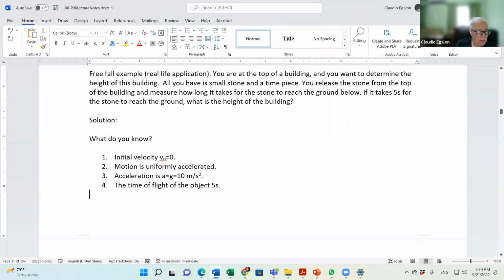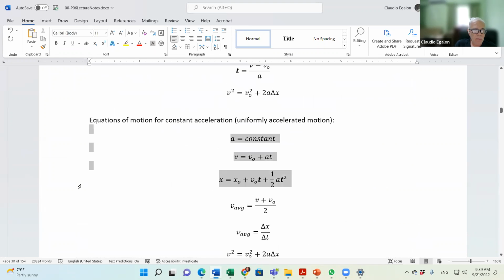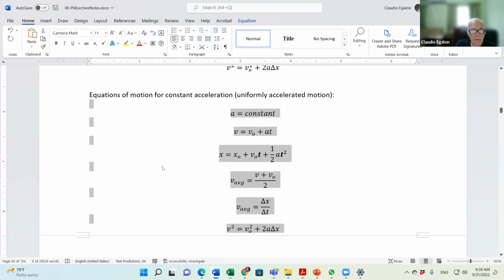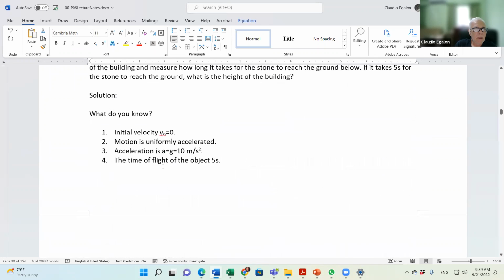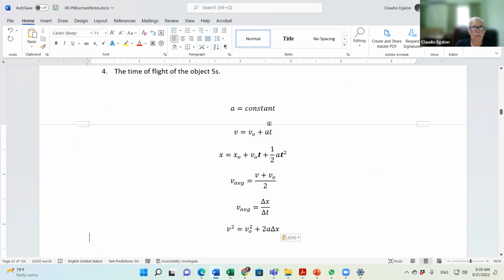So what do we do? The equation that we use, go back to our equations, right? Here you go, 1, 2, 3, 4, 5, 6 equations. That's our weapons, our tools that we're going to use to solve the problem. A is equal to g, I already wrote that down, 10 meters per second square.